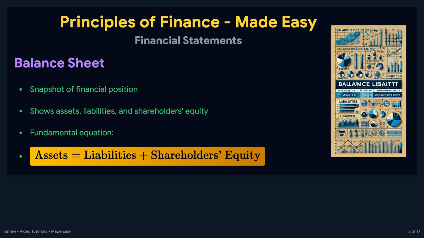The balance sheet provides a snapshot of a company's financial position at a specific point in time. It shows what the company owns, what it owes, and the shareholders' equity. The fundamental equation that the balance sheet is based on is assets equal liabilities plus shareholders' equity.